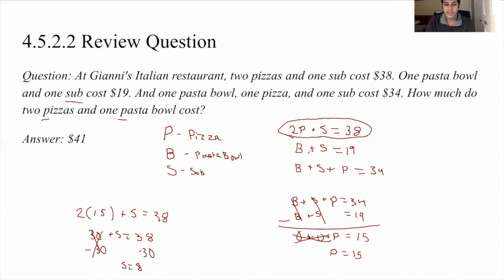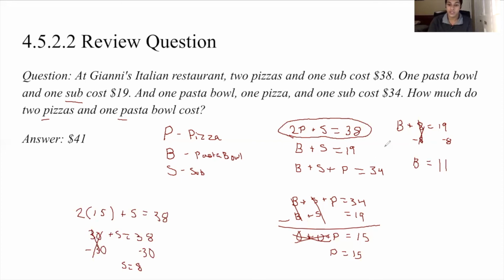And then finally, we can use that to figure out what the cost of a pasta bowl is. Because b, which is the cost of a pasta bowl, plus s, and we know a sub costs $8, so b plus 8 equals 19. Which means that if we get rid of this 8 to solve for b by isolating the variable, then we get b equals 11. All right, so the cost of a pasta bowl is $11.